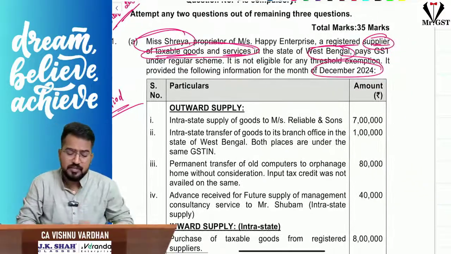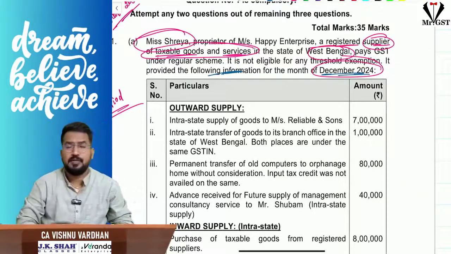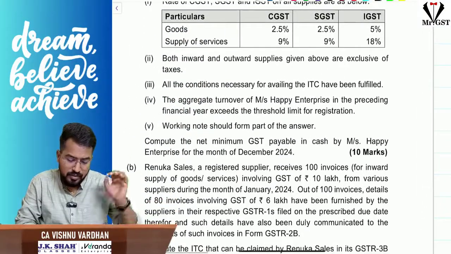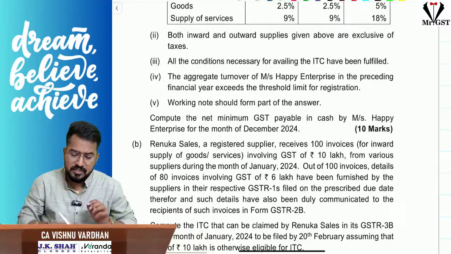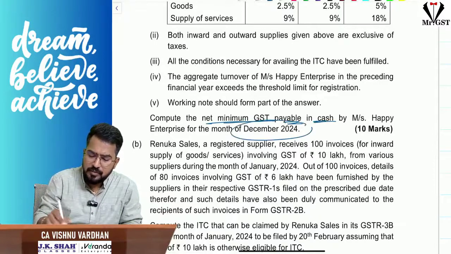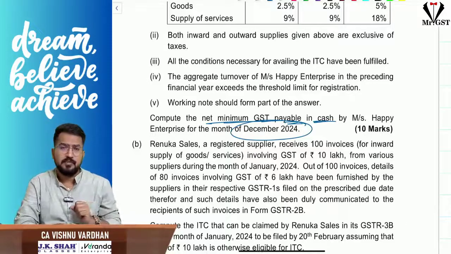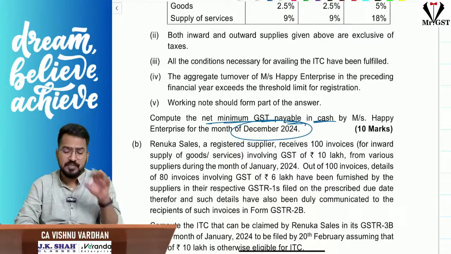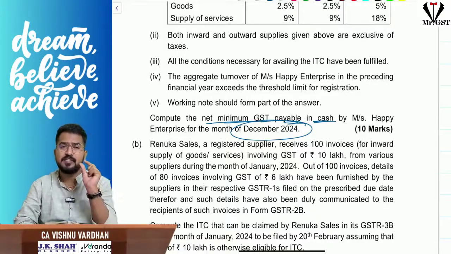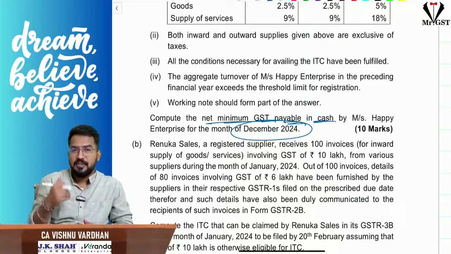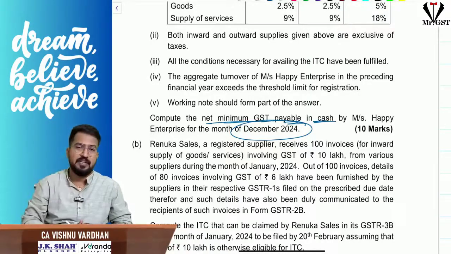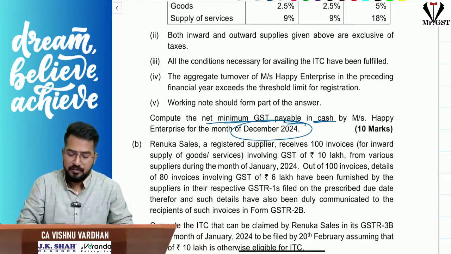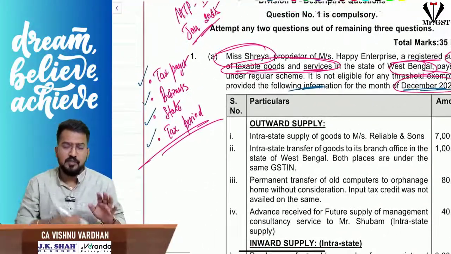Please understand, in this question they have given the information with respect to the December month. What is the question asking? Net minimum GST payable in cash for the month of December. Information in the question may belong to November, or may belong to January. So whenever you are going with any taxation question, please understand tax period is very important, because some details will be given for the preceding period and some for the subsequent period. We should consider only the details given for the current period for which the question is being asked. Okay, keeping these things in mind, we should proceed with the question.